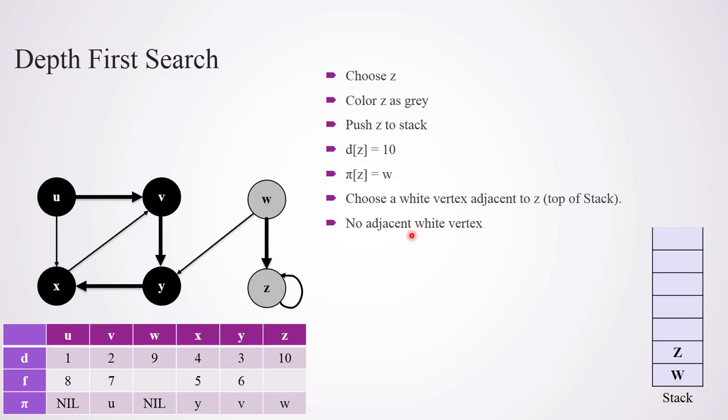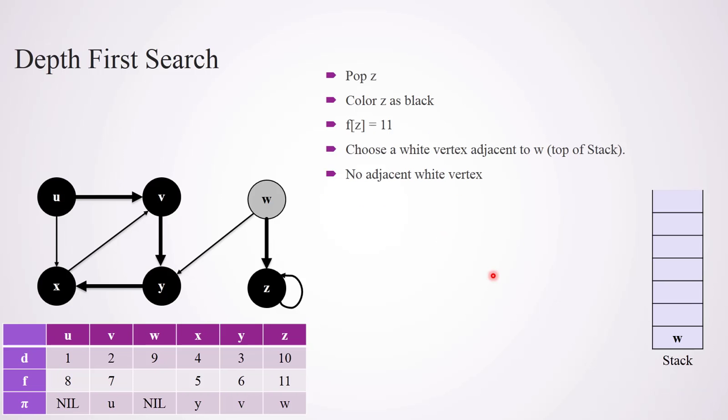So what will we do? We will pop Z. So Z is popped. Color Z as black. When coloring black, we have to label the finishing time. So f of Z equals 11. Then now the top of the stack contains W. W didn't have any white adjacent vertex.